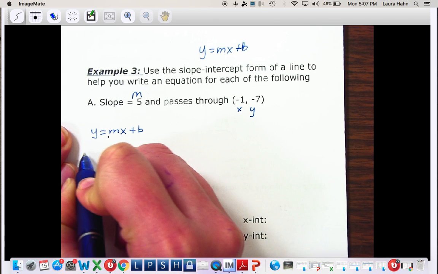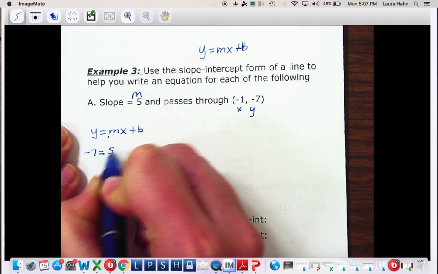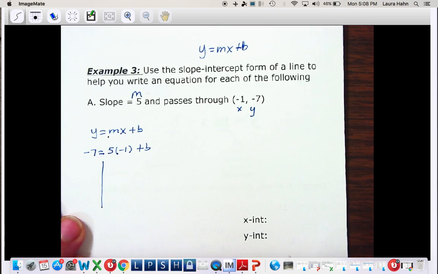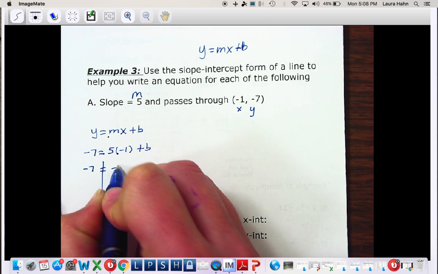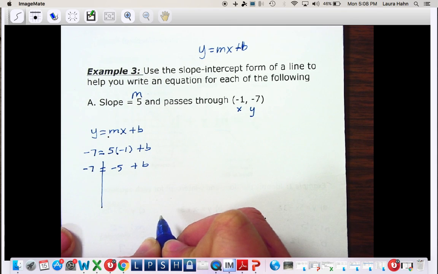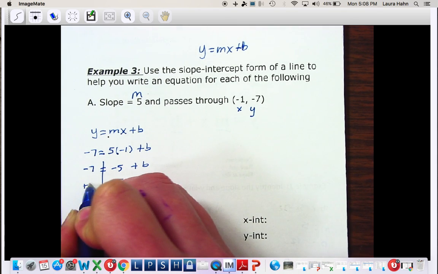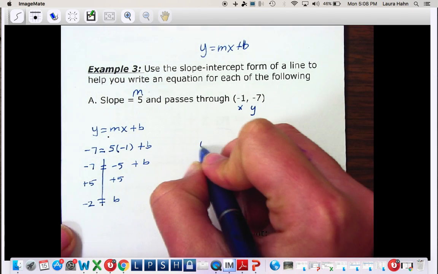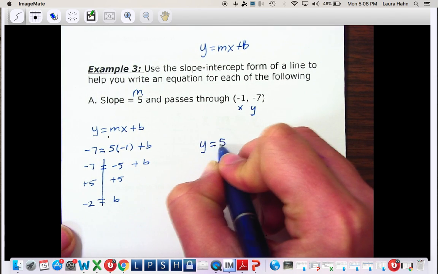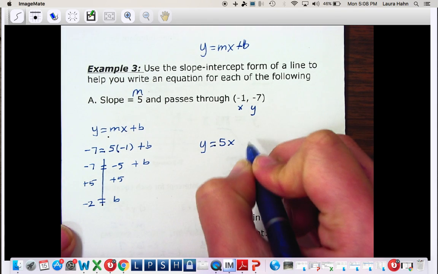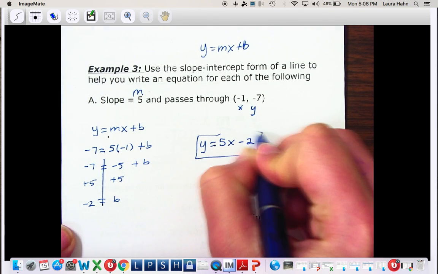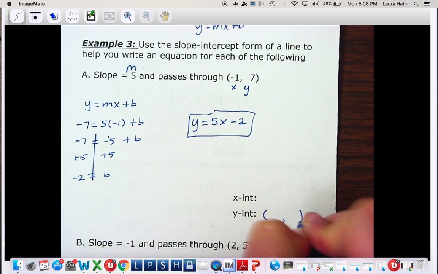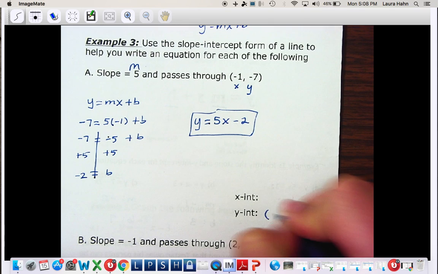So my y is negative 7, my slope is 5, times x, which is negative 1, plus b. Now we just have to solve. Negative 7 equals negative 5 plus b. Add 5 to both sides, so I have b equals negative 2. All right, so my equation, y equals my slope, which is 5x. Your y-intercept is negative 2, so I'm going to put minus 2. Your y-intercept is the y value, which is negative 2, when x is 0.